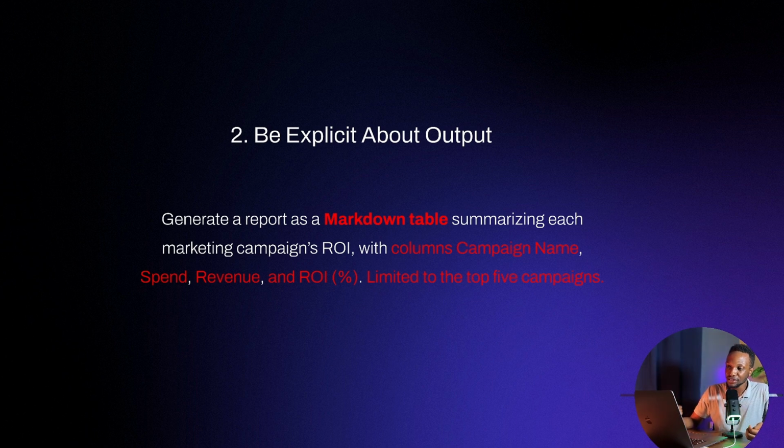So for instance, this example is: generate a report as a markdown table. The markdown table here means this is a certain type of outcome we are looking for. Summarize each marketing campaign ROI with columns: campaign name, spend, revenue, and ROI percent. Limit to the top 5 campaigns. All the areas that are put in red, this is the outcome we are looking for. So if I had put a CSV file into the LLM or ChatGPT, I expected an outcome that is structured in a markdown table with these data elements. This is what we mean by being explicit about the outcome.